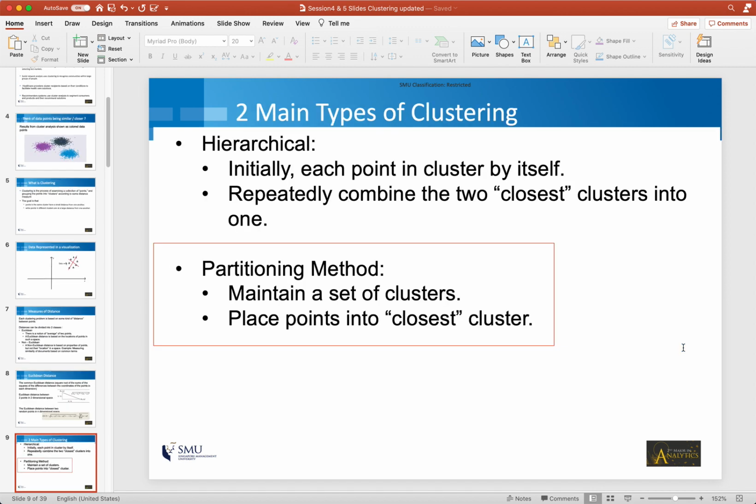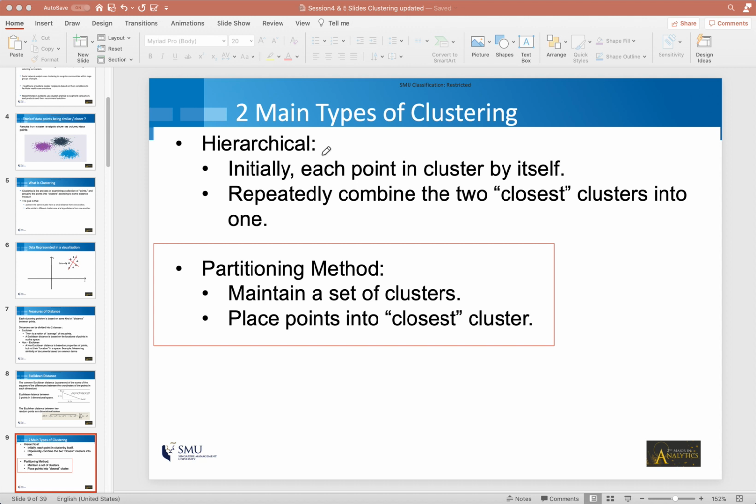I will mainly be talking about the partitioning method, which is the type of clustering we will be covering, given here. There are mainly 2 types of clustering: one is hierarchical and the other is partitioning method based. We will be focusing on the partitioning method, but I will talk a little bit about hierarchical, so you know what it is that we haven't covered.